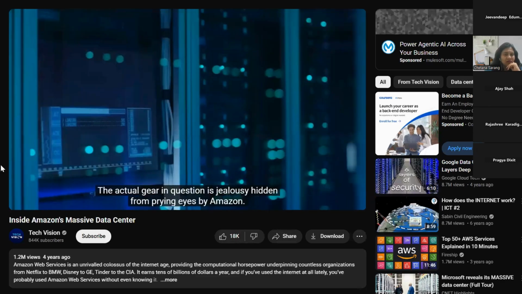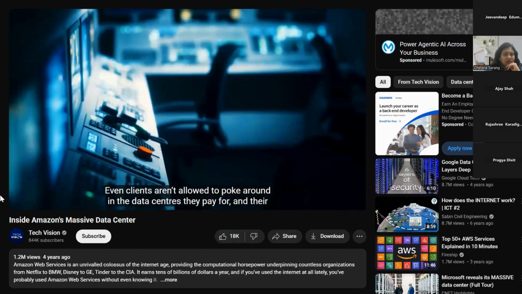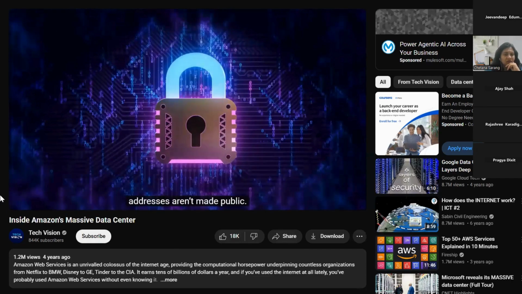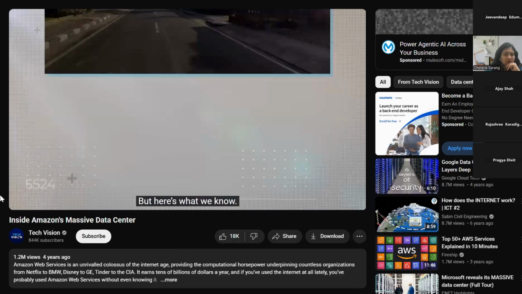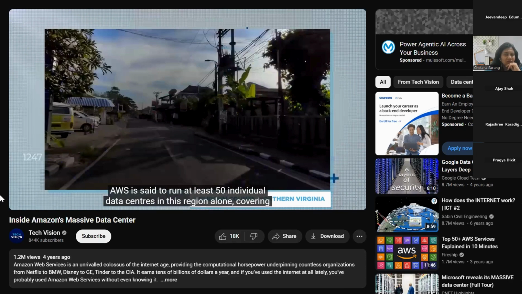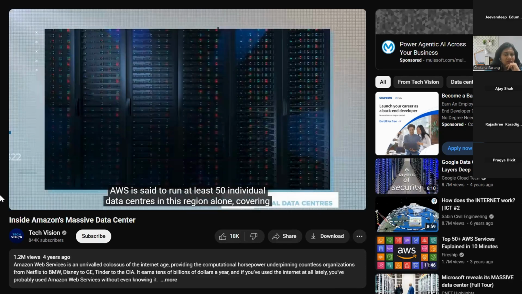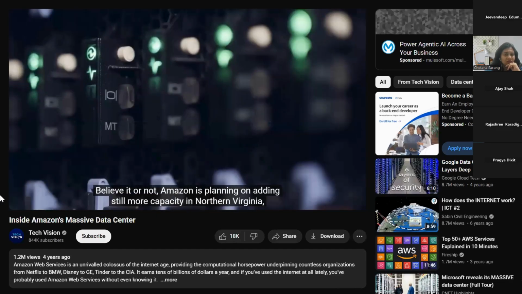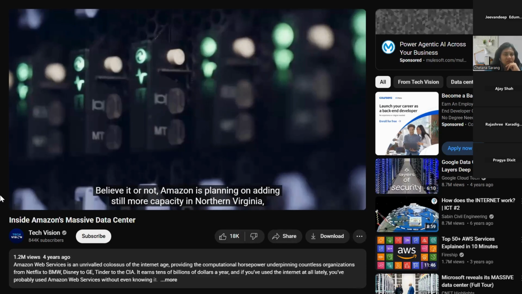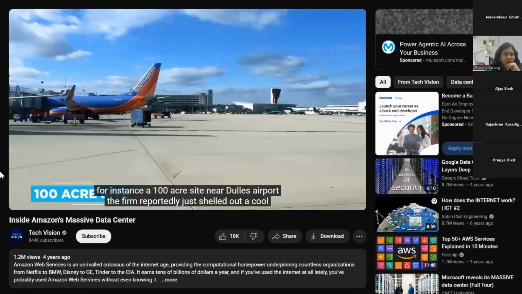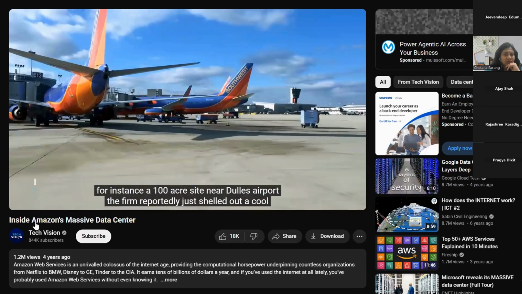If you're quiet, whatever, you hire less gear. The actual gear in question is jealously hidden from prying eyes by Amazon. Even clients aren't allowed to poke around in the data centers they pay for, and their addresses aren't made public. But here's what we know. Take a typical site in Loudoun County, Northern Virginia. AWS is set to run at least 50 individual data centers in this region alone, covering several million square feet. Believe it or not, Amazon is planning on adding still more capacity in Northern Virginia. For instance, a 100-acre site near Dulles Airport, the firm reportedly just shelled out a cool $73 million for.